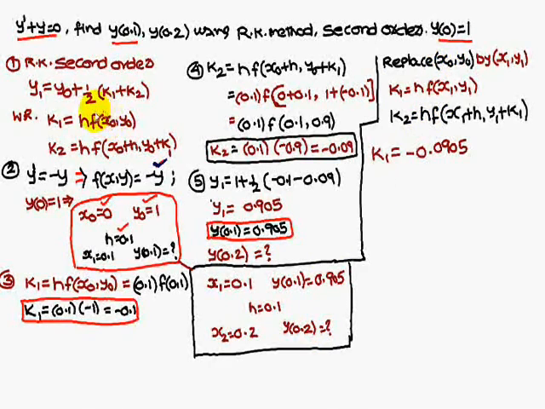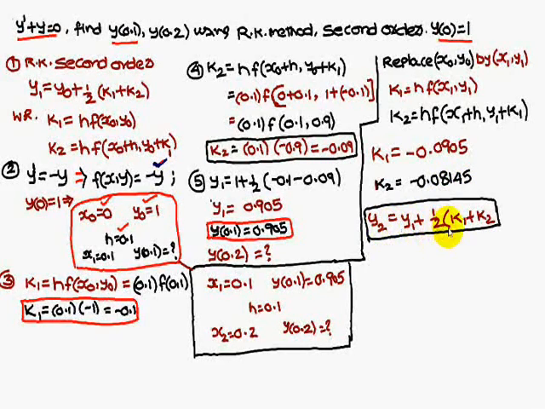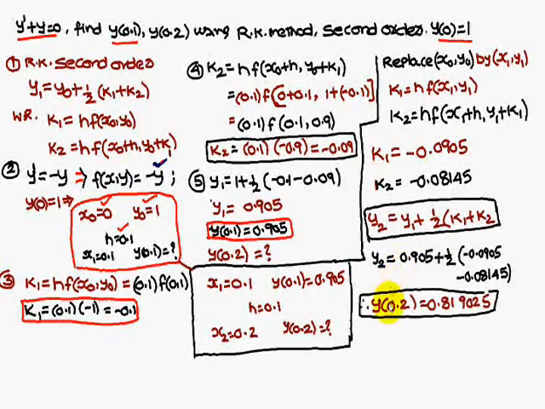Next, the formula is the same, but in the k1 and k2 formulas you replace x0, y0 with x1, y1. Just replace x0, y0 with x1, y1 and you will get the new k1 and k2 equations. Substituting the required values, you get k1 is equal to minus 0.0905 and k2 is minus 0.08145. Therefore y2 is given by the same formula. Substitute the values and simplify, and you get y of 0.2 is 0.819025. This is the way to find the RK method second order.